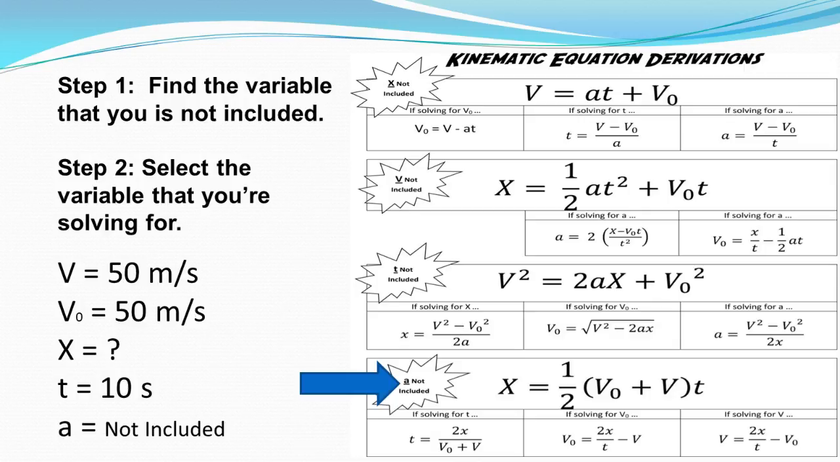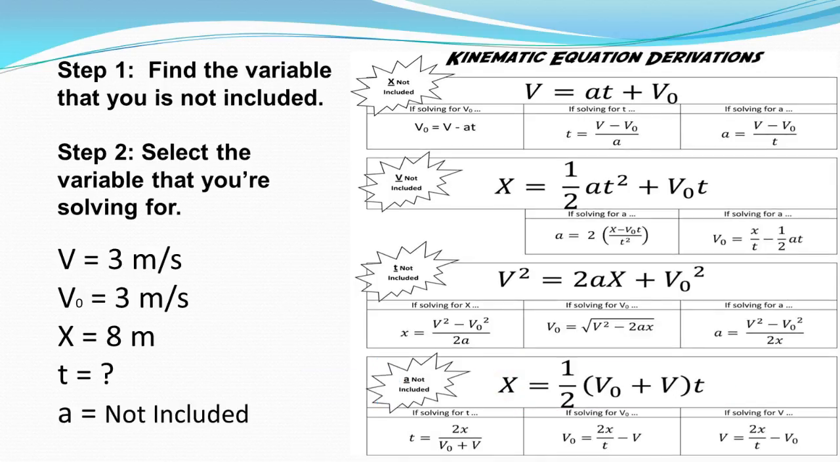If I was just using my four basic equations, I would be using x equals 1/2 (v sub 0 plus v) times t to solve. If I have the derived equation sheet, I'm solving for x, so I'm going to find the equation that starts with x. In this case, it's the same one. If I had another example, look at the given information, what's not included, and what you're solving for in order to find the right equation. Try it on your own and then come back to the video when you're ready.